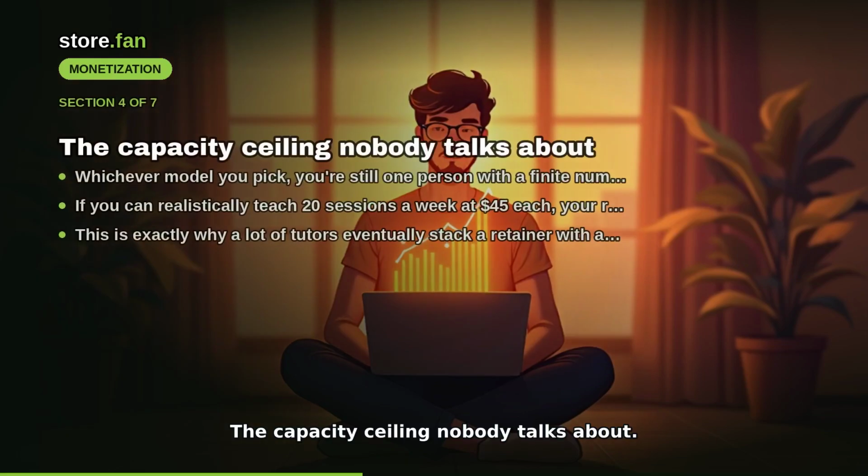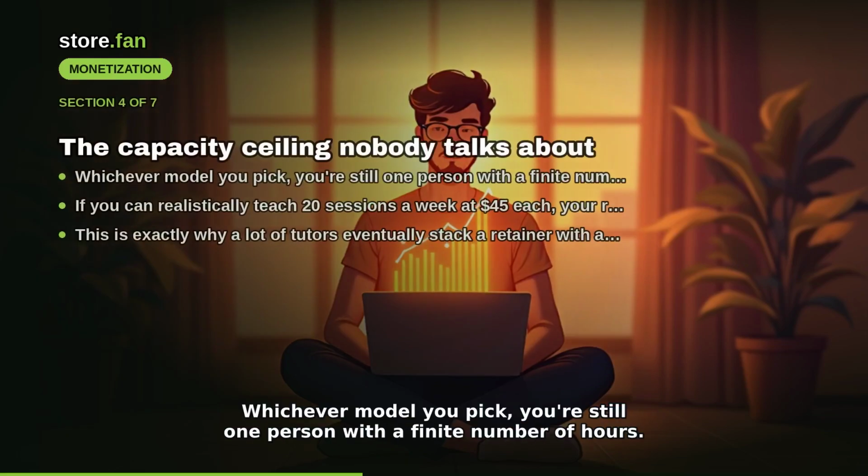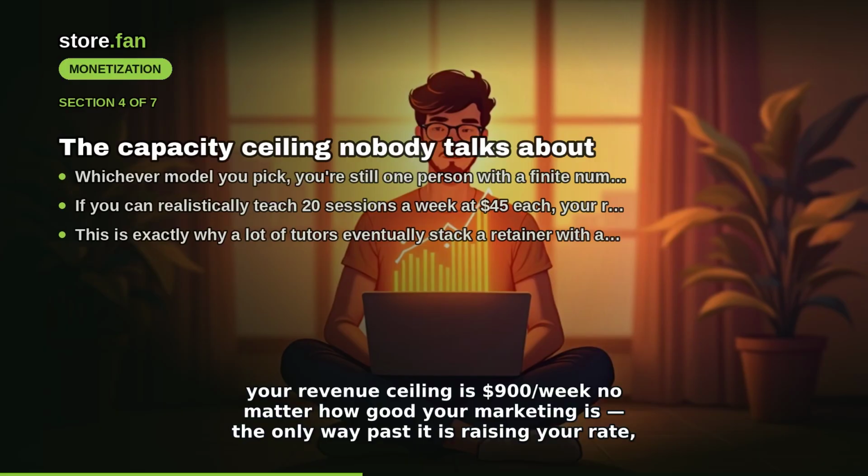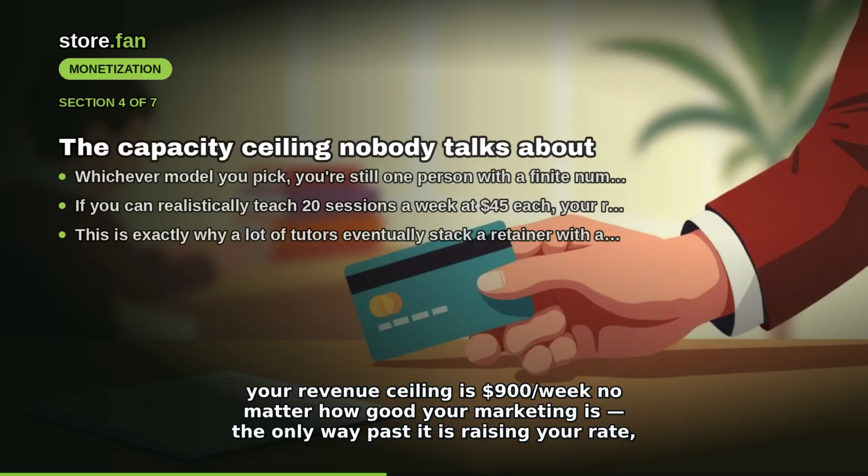The capacity ceiling nobody talks about. Whichever model you pick, you're still one person with a finite number of hours. If you can realistically teach 20 sessions a week at $45 each, your revenue ceiling is $900 a week, no matter how good your marketing is.